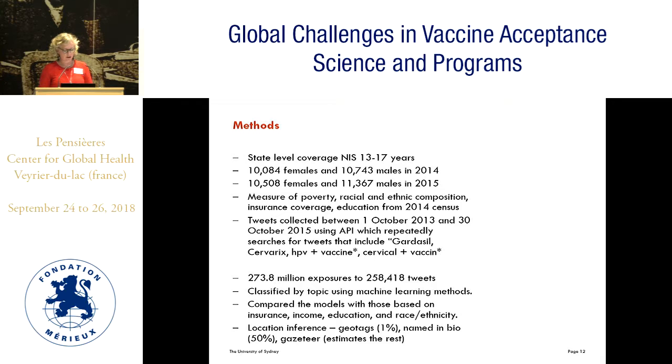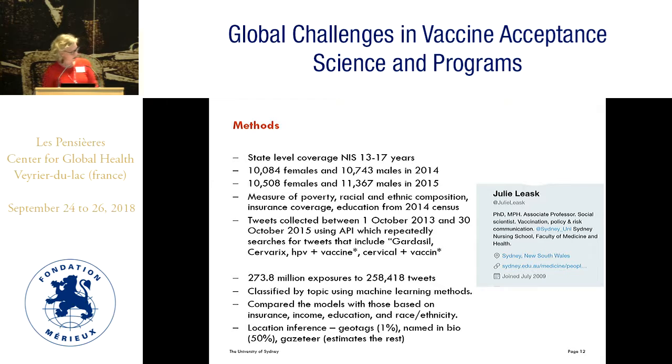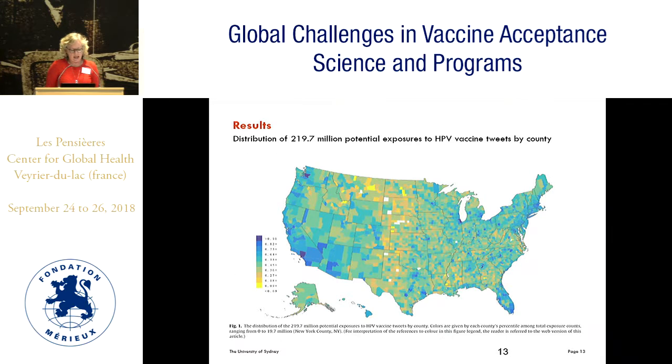inference. So you can either look at the geotag. So here's my Twitter handle, and I've got the geotag there, Sydney, New South Wales. I've also said I'm based in Sydney, so that's the named in bio, and about 50% do that. And then it uses a gazetteer to try to estimate with various variables the location of the remainder who haven't declared those things. And here are the results.